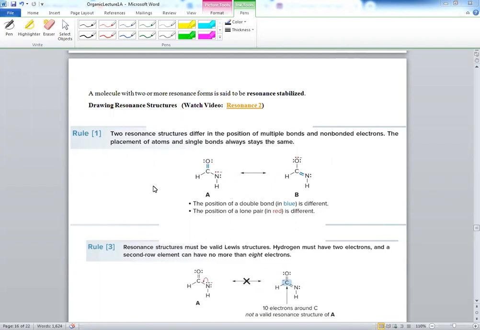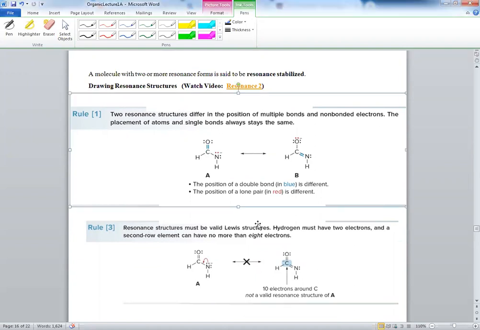Number one, what changes in the resonance structures are only what we call delocalized electrons, or electrons in the double bonds or in lone pairs. Notice here, I did not remove any atoms or switch them around. I only moved around the lone pair and the double bond. So be aware of that. You can never move single atoms or single bonds. You cannot do that.